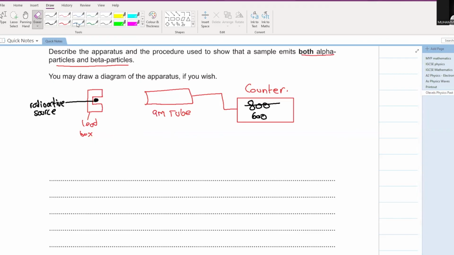Then you will place an aluminum sheet here. If the count rate further drops, let's say it goes from 600 to 400, it indicates that beta particles are also present. Let's write all of this down, and let's give a random count rate here, 800.